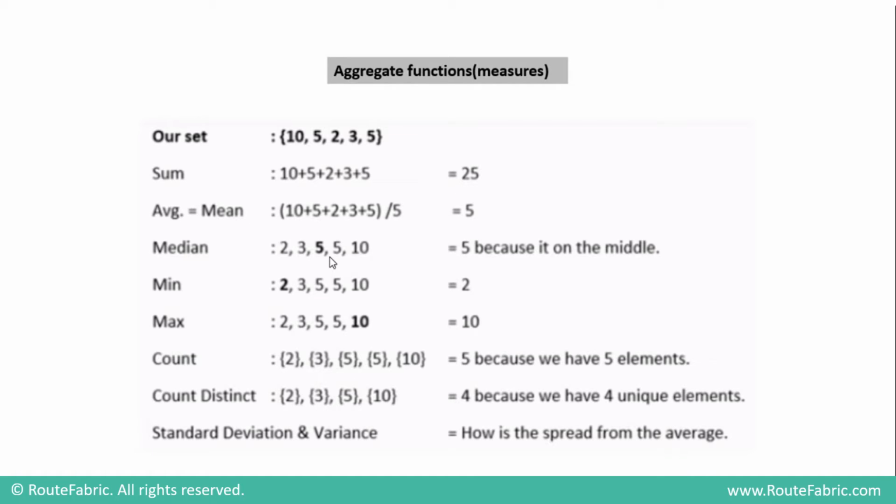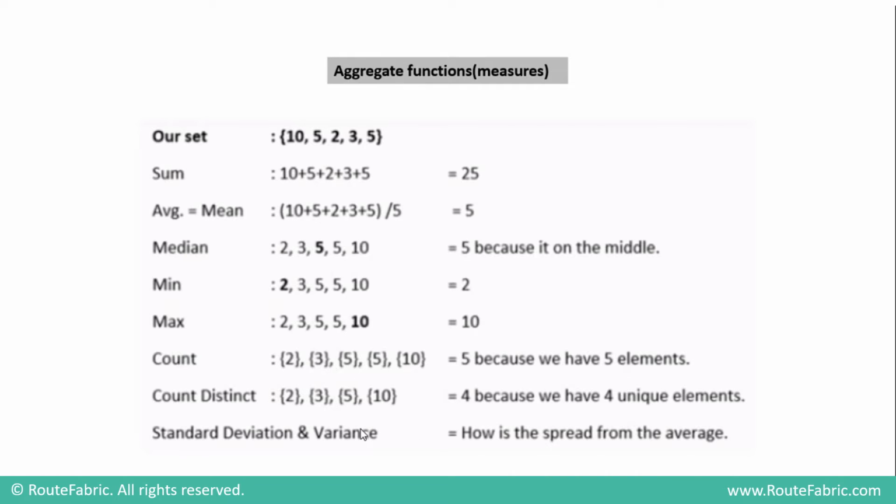Median is the middle value of the set. Here the middle value is 5. In case you have 2 elements in the middle, then we take the average of the 2 elements for the median. The minimum value is 2, the maximum value is 10, and the count is 5 items. But the count distinct is 4 because count distinct is the number of unique items. Here 5 is repeating twice, so we'll consider it only once.